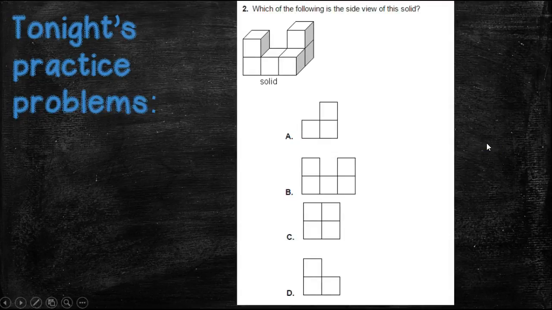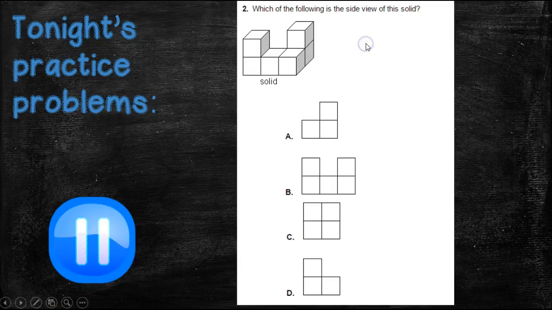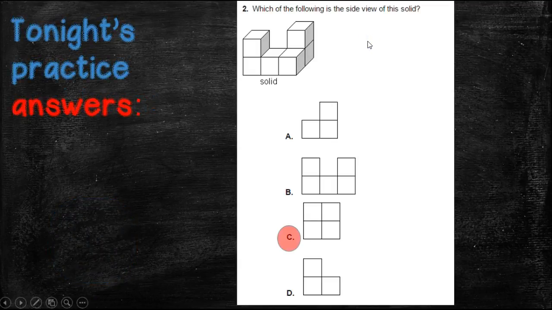Number 2, which of the following is the side view of the solid? So the side that's all shaded in, all right? Now remember, if you were standing over here, looking at it this way, what would you see? Go ahead and pause the video and come back when you have an answer. Did you choose C? Great job if you did, because remember, this is unseen. So this gets pulled all the way up here, so it would look like 4 different separate blocks.